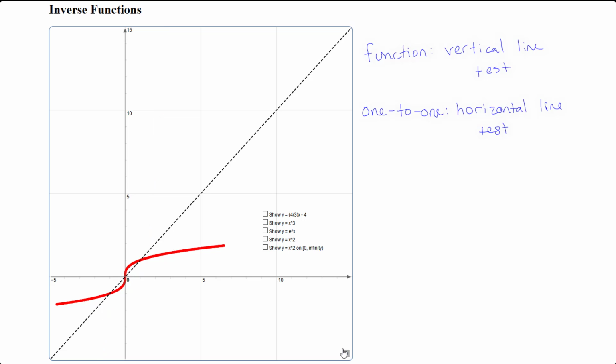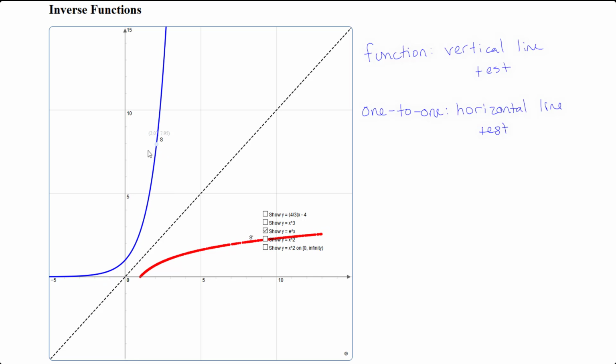Okay, if I chose a non-algebraic function, so e to the x, if I swap my x and y values for each point there, then what ends up happening is I get this type of curve down here, which you should recognize as your logarithmic graph. So the inverse of an exponential function is a logarithmic function.